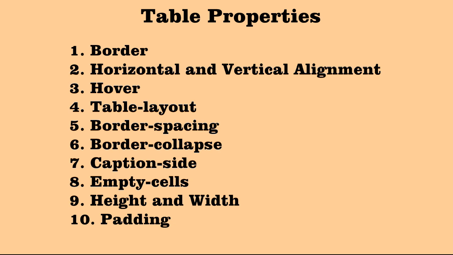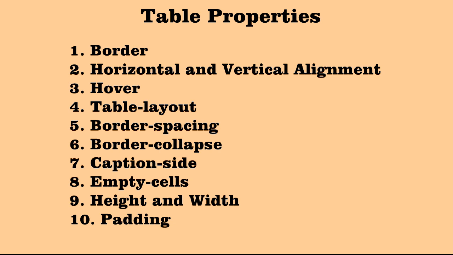Now the fifth one is border spacing. By the name itself, it is clear that it is the spacing between the borders. This property is used to specify the distance between the borders of adjacent cells. Now the next one is border collapse. With this property, one can specify whether the table borders are to be collapsed into a single border or detached. Moving towards the seventh one, which is caption side. It specifies the placement of a table caption.